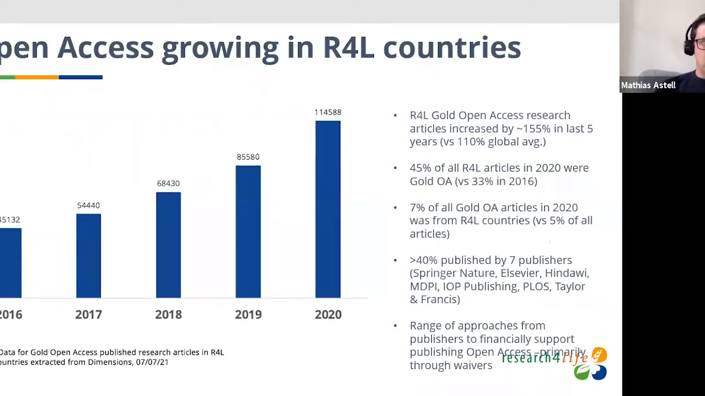Interestingly, just over 40% of all of that Open Access research content is published by seven publishers, and then a long, long tail of other publishers. But seven large international publishers producing 40% of that published research. And within there, there's a range of approaches that have been taken to support researchers in publishing Open Access financially, and primarily through waiver policies. If we could jump to the next slide there, Andrea.